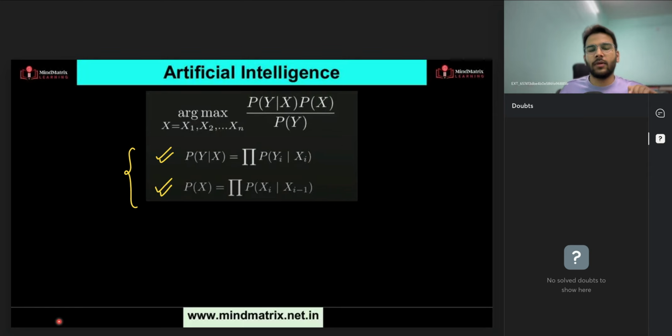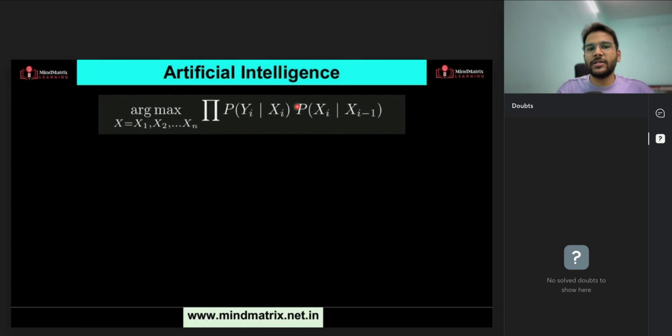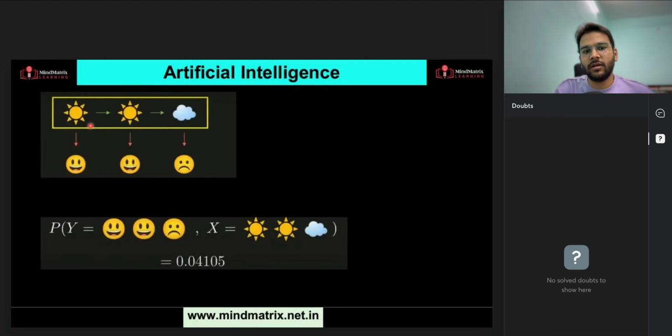Nice. Okay. So after finding this, we can substitute these values, and it is going to be a product of this and that, which you have to maximize. You have to find out whichever probability is maximum, the probability of that particular weather sequence, because this is what we are finding, right? The most likely weather sequence given the observed mood sequence. So this is how you can find it out. Clear? And after simulation, you can see that this is what you are getting.